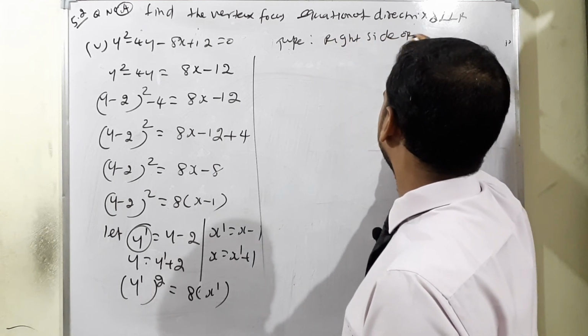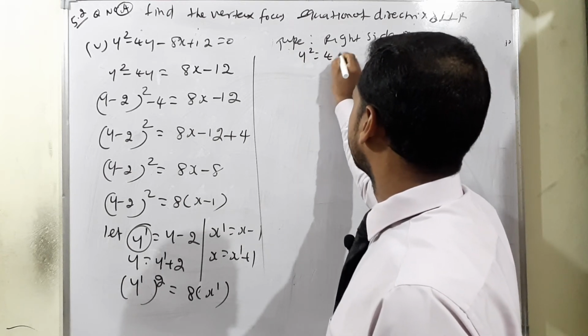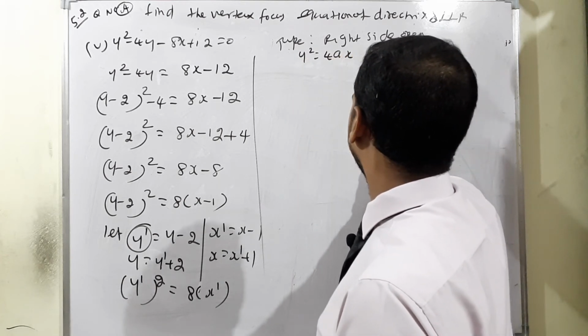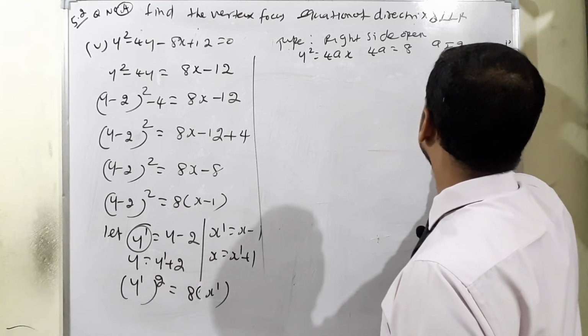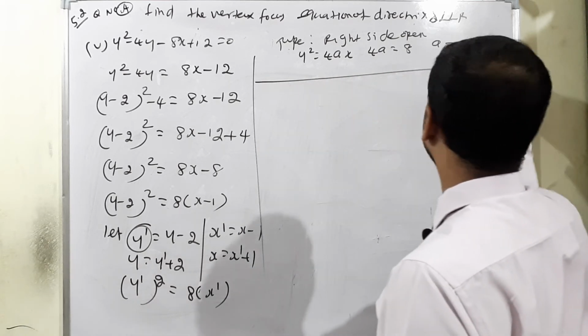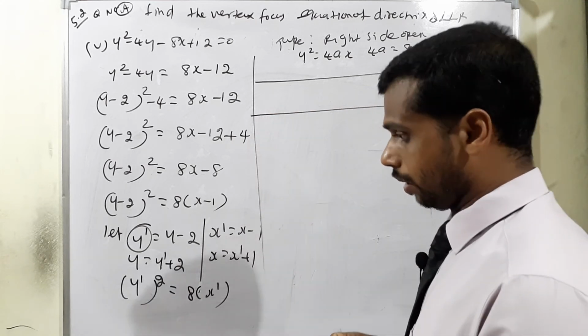So it is a right side open parabola. A right side open parabola means y square is equal to 4ax. Therefore 4a is equal to 8, therefore a is equal to 2. Now we can take it in a tabular column.